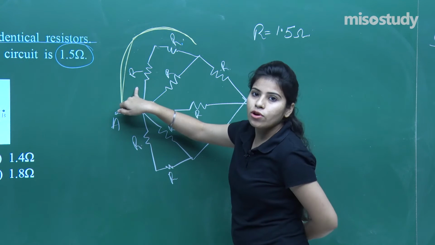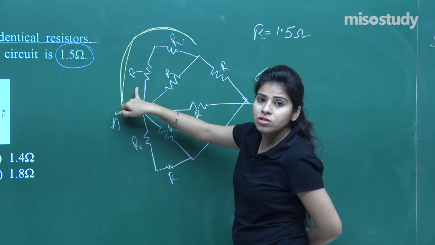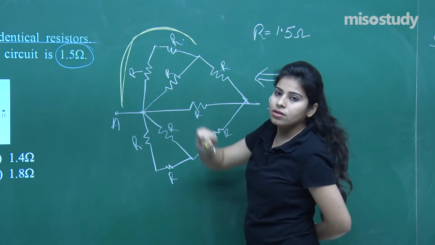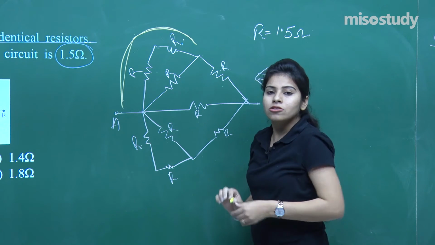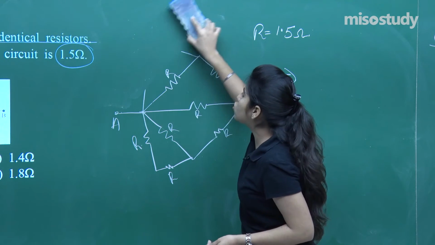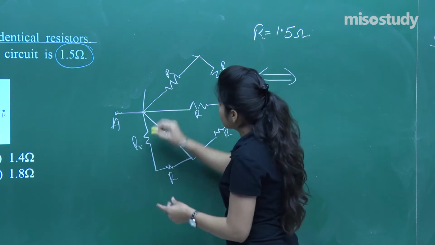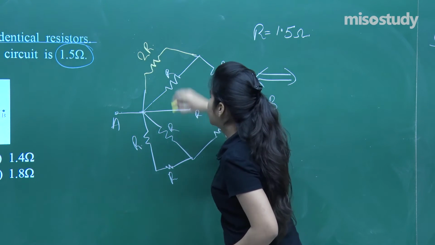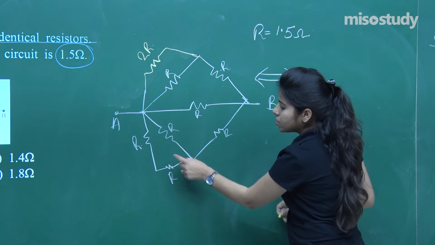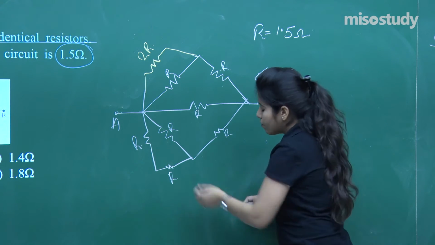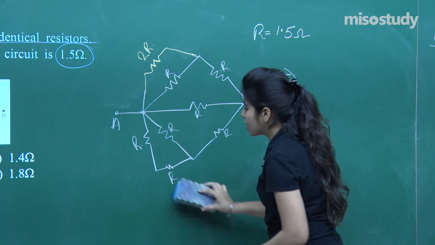So you know what is the formula for the series combination? You can directly add the resistances. So that will be R plus R, that means 2R. So now let me just remove this and I will be writing only 2R here. This is your 2R. Similarly, you can see over here these two resistors are connected in series. So I will be writing it as R plus R, that means 2R.